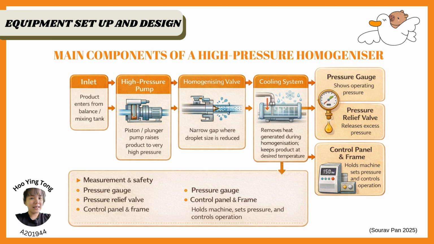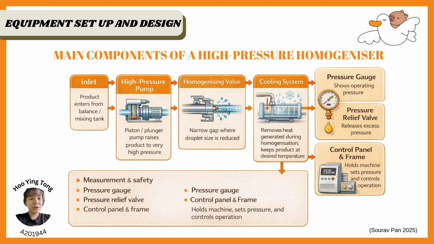Now, I will proceed to explain my second slide, which shows the main components of a high-pressure homogenizer and how it works. Starting from the left of the flowchart, the product first enters the machine through the inlet from the balance or mixing tank. It's then pulled into the high-pressure pump, which is usually a piston or plunger pump that compresses the product to a very high pressure.